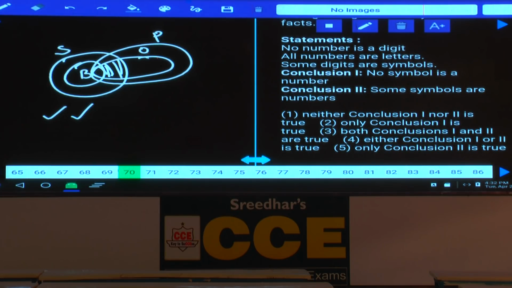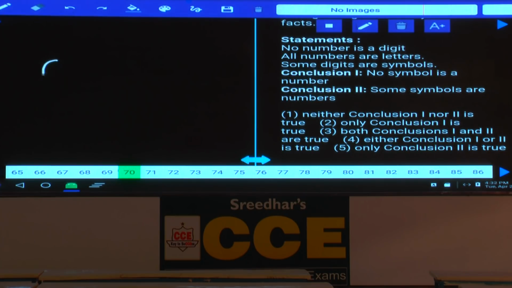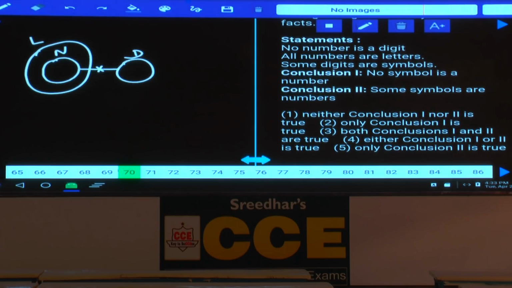Then the 70th. Now in this question number 70, no number is a digit. This is number and this is digit. Afterwards, all numbers are letters. And some digits are symbols. Then the first one, no symbol is a number, definitely true. And the second, some symbols are numbers. As of now, it is false.